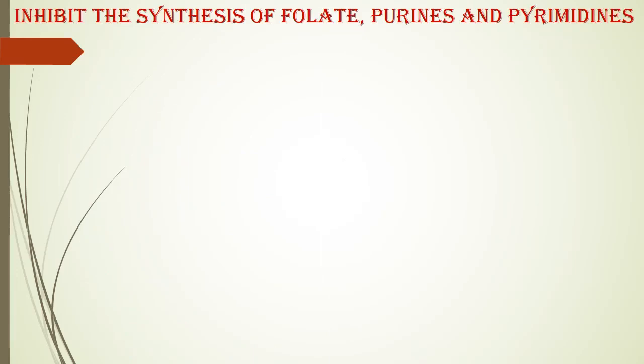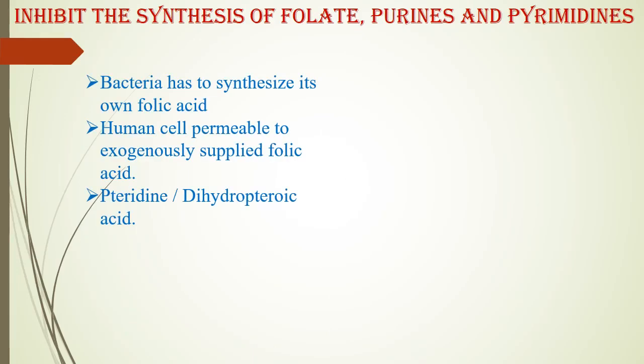So the last one we have is inhibiting the synthesis of folate, purine and pyrimidines. See, we studied this topic, like folic acid, why there is an importance of this folic acid in case of the human, right? Vitamin B12 as well as the folic acids are responsible for the synthesis of blood cells, as well as DNA and RNA synthesis.